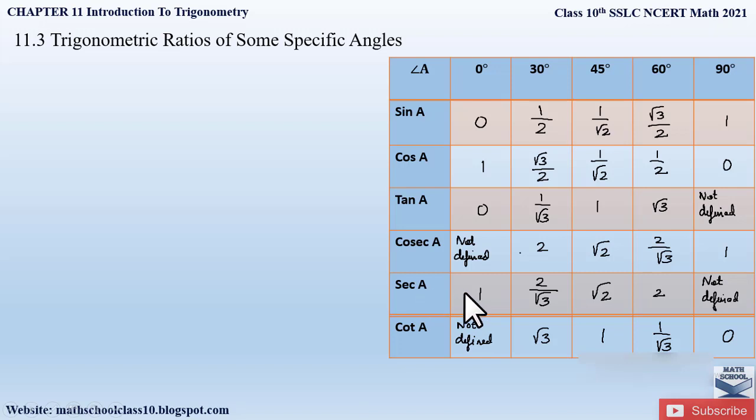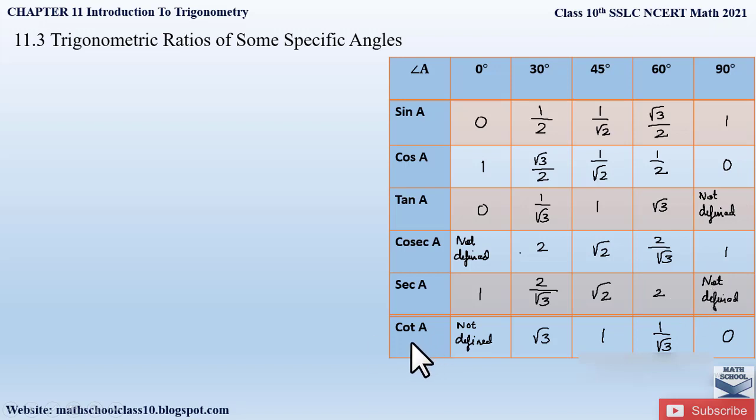Similarly, for secant values, it is nothing but the reciprocal of cos. That is 1 by 1 is 1. 1 by root 3 by 2 will be 2 by root 3. 1 by 1 by root 2 will be root 2. Reciprocal of 1 by 2 is 2 and reciprocal of 1 by 0 will be not defined.